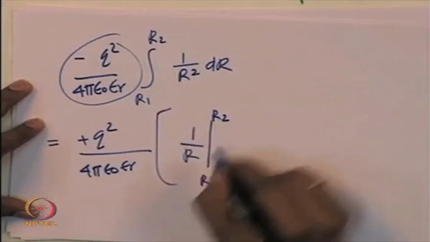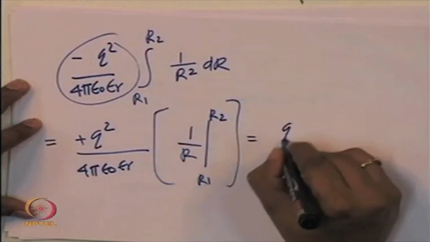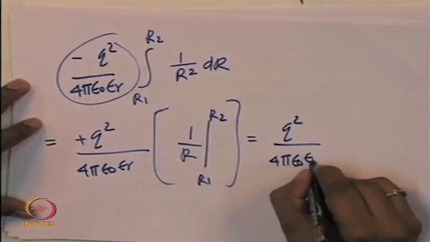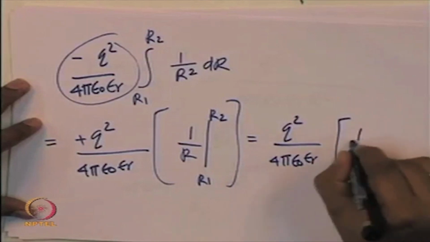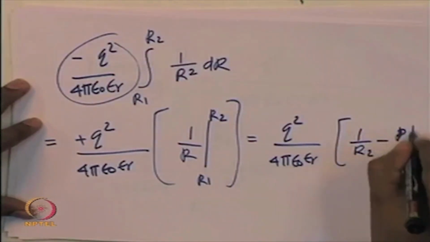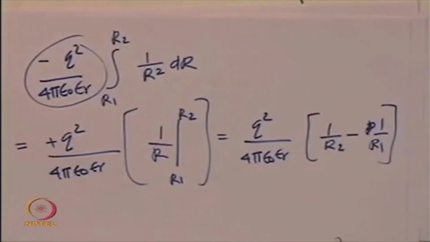So, you have to apply a limit to this 1 over r. Essentially what you would get is q square by 4 pi epsilon 0 epsilon r into 1 over r2 minus 1 over r1. This is essentially the potential energy difference, the energy difference between 2 points, or in other words the energy needed to bring this charge from r1 to r2.